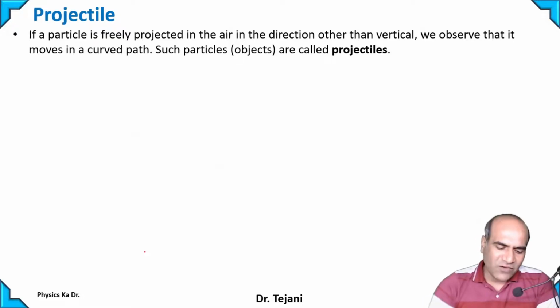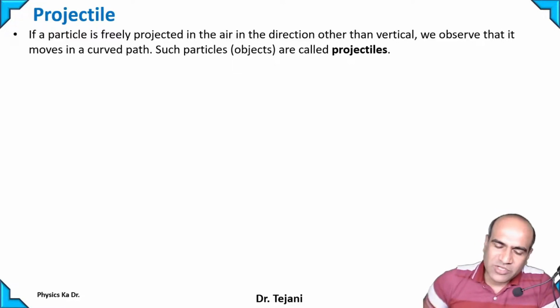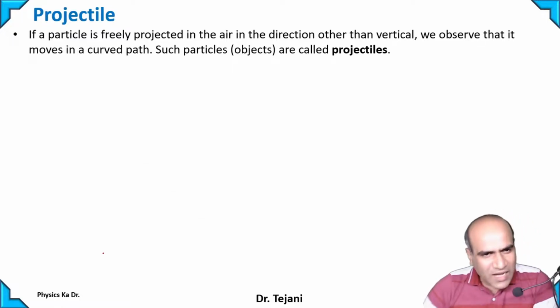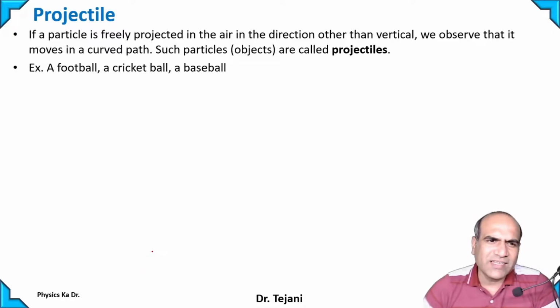Now we are here in the chapter which is about two-dimensional movement or two-dimensional motion. The projectile definition is given like this: if a particle is freely projected in the air in a direction other than vertical, we observe that it moves in a curved path. Such objects are called projectiles. We can see examples: a football. When we kick a football, what happens? It has some kind of parabolic path. Yes or no? A cricket ball, a basketball.